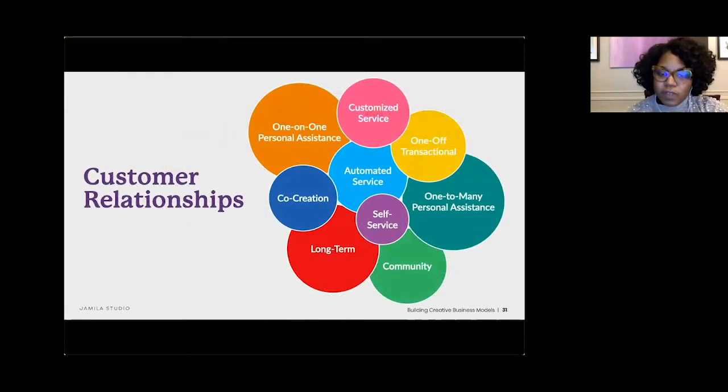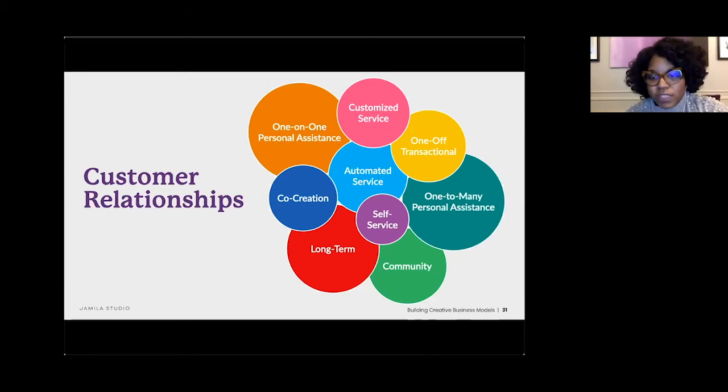So customer relationships. There are many different customer relationships that you can have. It can be a one-to-one relationship with a personal assistant. It can be a customized relationship where, depending on who your client is, they can determine how they want to interact with you. It could be an automated service, where maybe it's run through a bot or some AI software. It could be self-service, which is what we normally know from e-commerce. Amazon is self-service. Any place that you've ever gone to shop online is normally self-service.